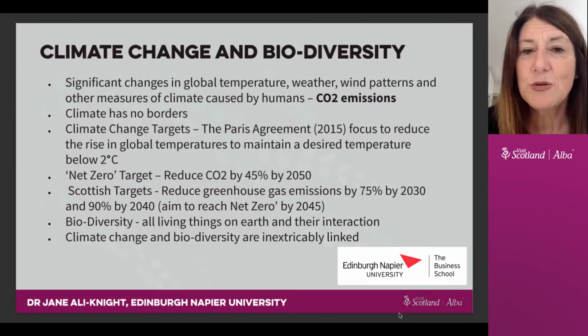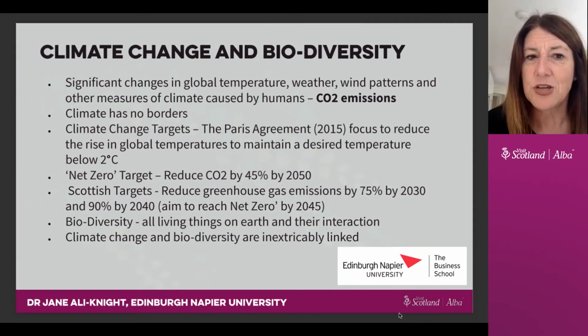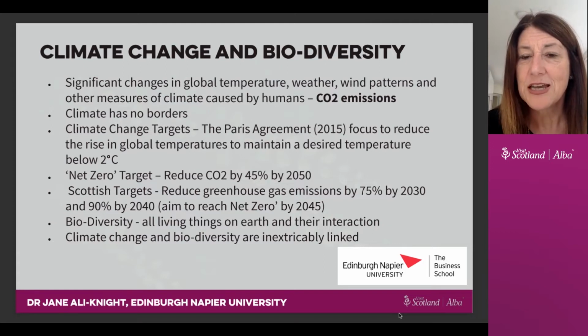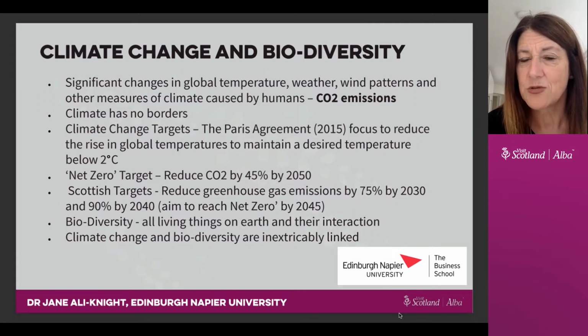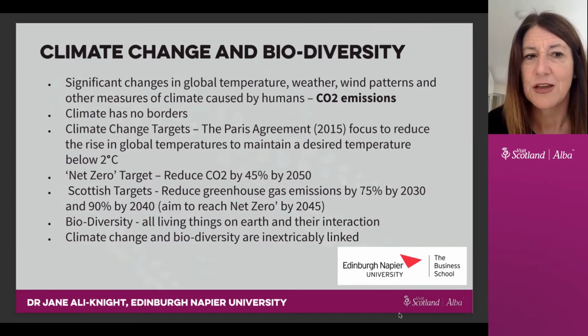So, what do we mean when we talk about climate change? Climate change is looking at significant changes in global temperature. It's looking at weather, wind patterns and other measures of climate caused by humans. In particular, it's looking at CO2 emissions, and how we can reduce those CO2 emissions that are produced from our events.